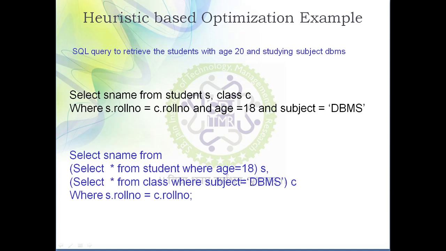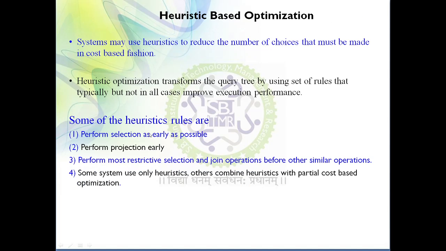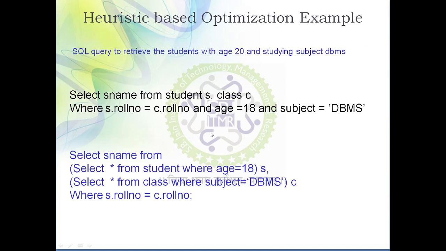So what is the use of this? By using this, the number of rows is reduced. If you reduce the number of rows, then performing the join operation will obviously take less time, and fewer intermediate results are generated. That's why this is a more optimized query as compared to this. And here we have used heuristics. Heuristic optimization means you use a set of rules, and the first rule is to perform selection as early as possible. We have seen that if you perform selection as early as possible, then your query can be optimized, so you take less time as compared to this.